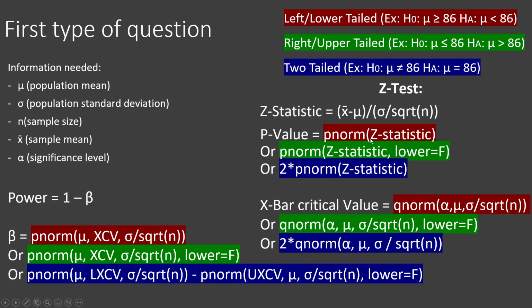It's simple, just p norm of the z-statistic, and then you have your other types right here. To get the x bar critical value, it's just q norm of your significance level, then you add your population mean, then you have your population standard deviation divided by square root of n, and then you have your other types here. If you are asked to get beta or power, which is somewhat rare, you do p norm of population mean, x bar critical value, then your population standard deviation divided by square root n. They're all pretty similar.